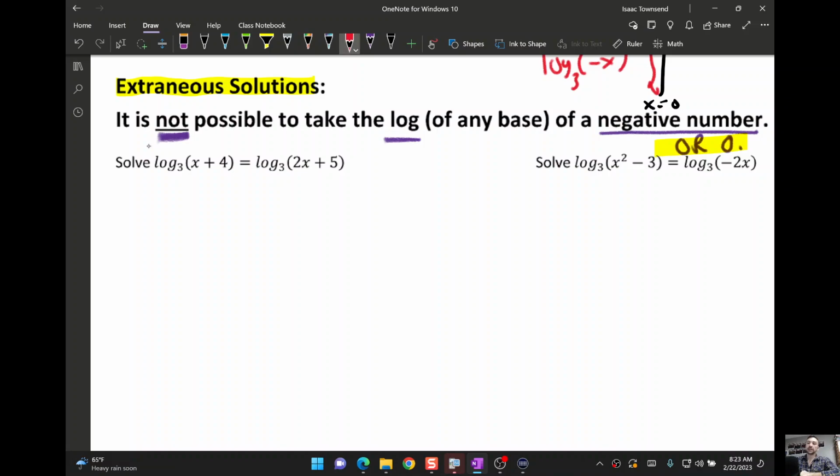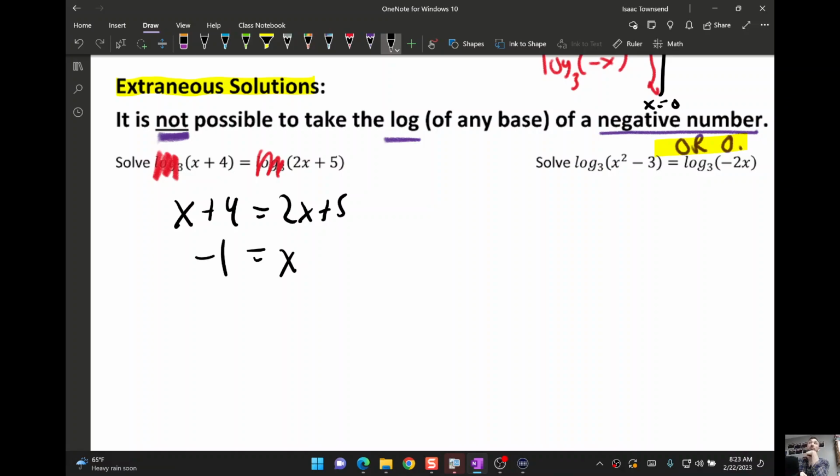Okay, so if we start solving these, this is log base 3 of some stuff, and this is log base 3 of some stuff. So the log base 3 part's already balanced out. We just need to make sure that the inside stuff is also equal. So take away an x from both sides, take away a 5 from both sides, you get this as an answer. And some people will say that this is not the answer because it's negative. It's okay to have a negative answer.